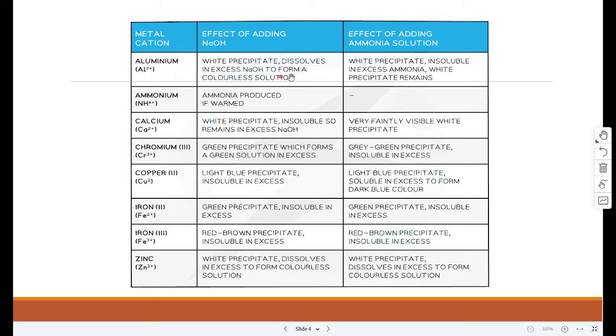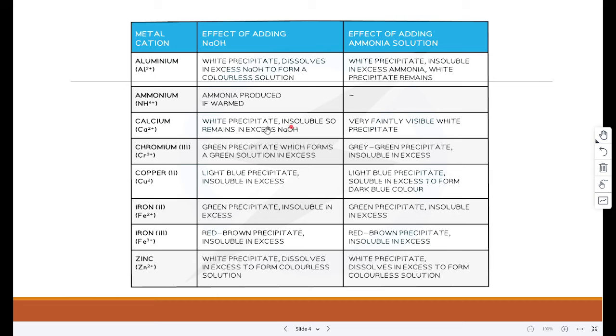If we need to make sure, we can also add ammonia solution. A white precipitate is going to form and it is going to be insoluble in excess ammonia. That means that the white precipitate will remain. Now ammonium: if we add NaOH to ammonium, ammonia will be produced. So that is why we do not have to add the ammonia solution.